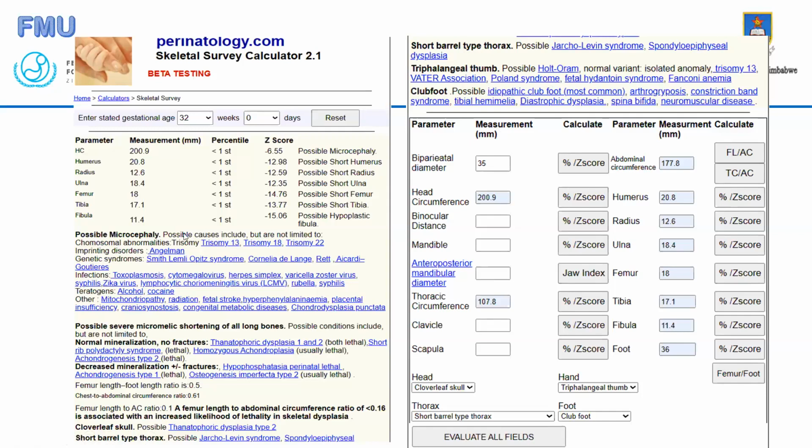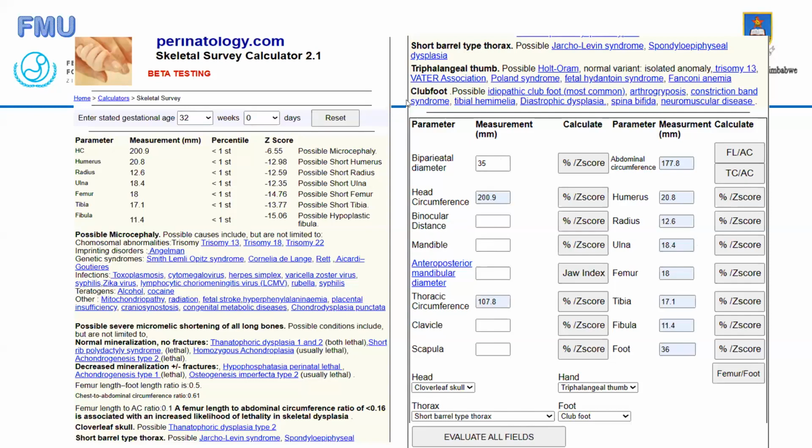Lyman is saying he didn't see the thoracic circumference. I inputted it. They didn't show it here on the measurements, but if you look on the right there, this is what I inputted. So just look on the right, there is the thoracic circumference here, which is written 107.8. So these are the values I inputted into the calculator, and this is what the calculator has given me.